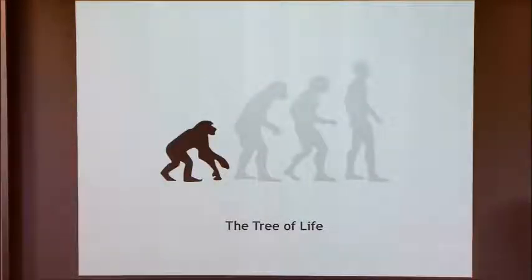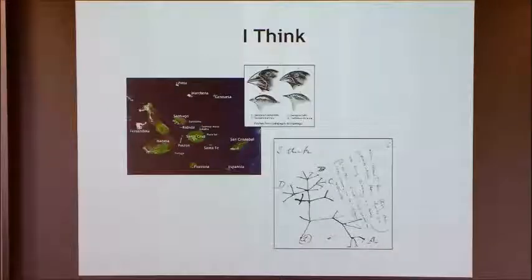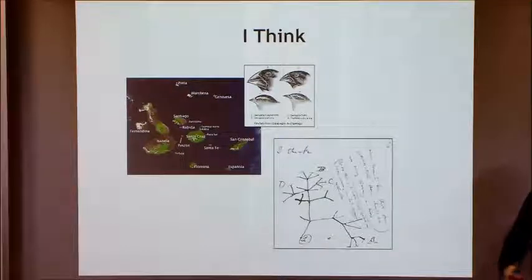Okay, so just to make sure everybody's on the same page, let me tell you what the tree of life is. Suppose that you have a bunch of related species. Say these are Darwin's finches. It's a bunch of birds that live in the Galapagos Islands. It's a classic evolutionary biology example.